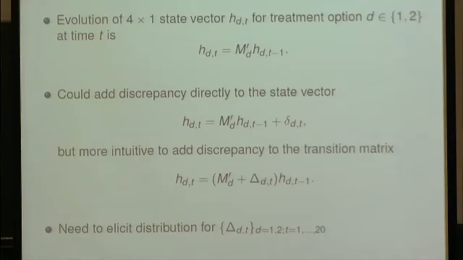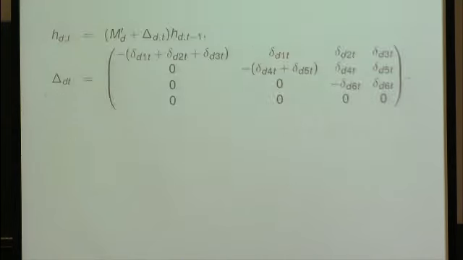We're going to have to make judgments about these discrepancy matrices. So it's just a very simple elicitation problem of eliciting a joint distribution for 40 matrices. So that should be quite straightforward. So how are we going to do that? Just writing out my discrepancy matrix here.